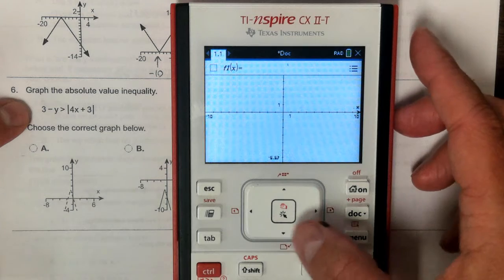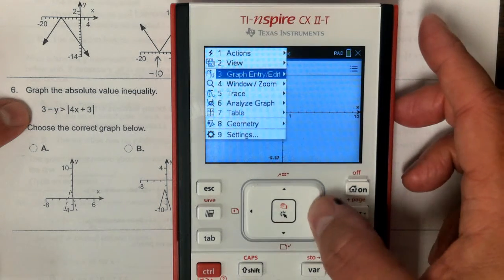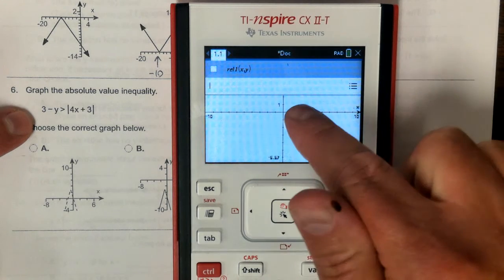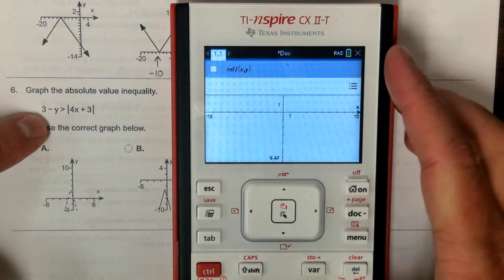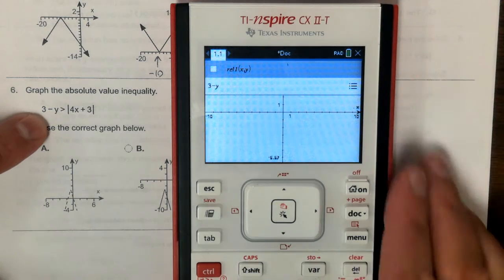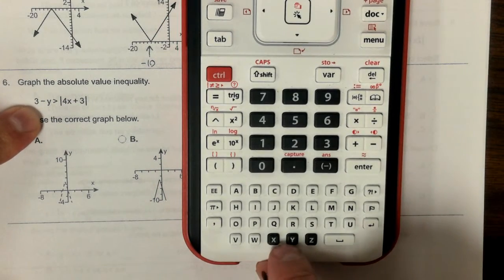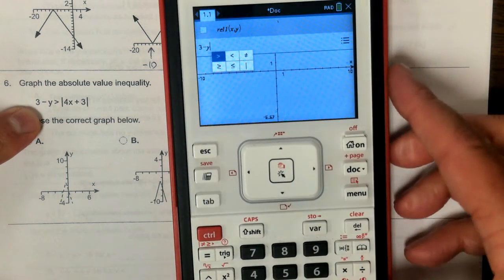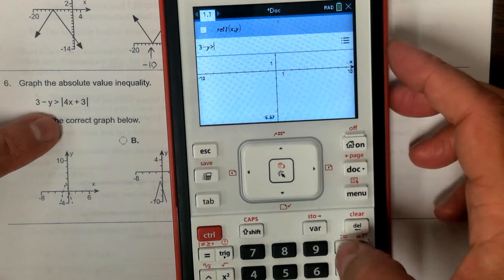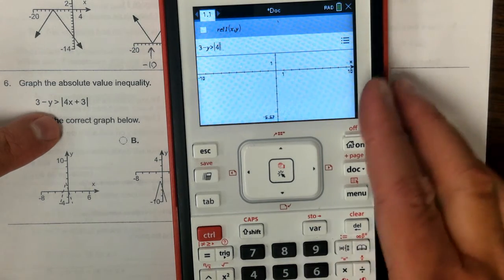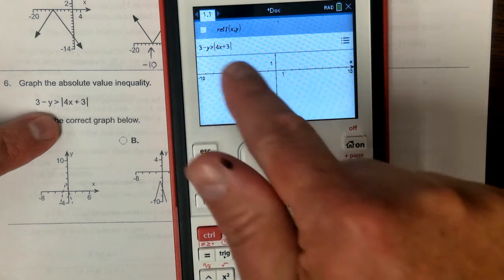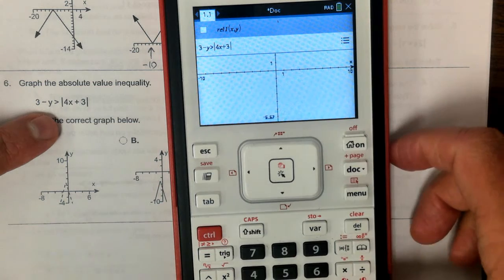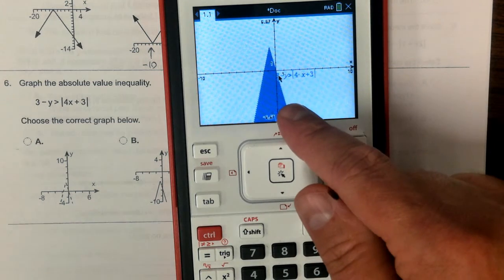Then, to me, the easiest way to work this is to go to Graph Entry, but then change it to Relation. So here you can actually just leave it exactly the same way. 3 minus y. So I just use that y button. And now I need greater than, so I go Control equal greater than the absolute value 4x plus 3. Notice I'm not even bothering to solve for y. And I see it's this one.